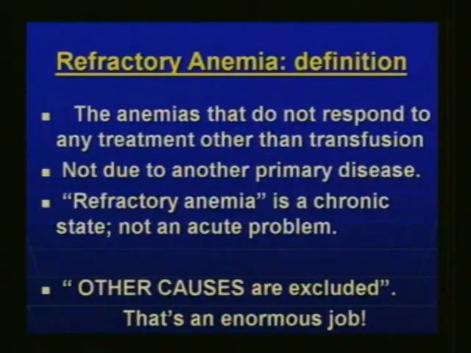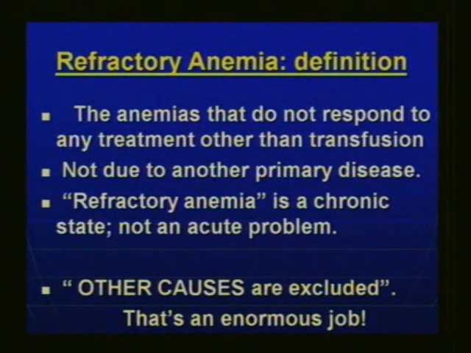So next definition, there is a chronic state. It is not an acute problem, because it is refractory. Whatever you do, it will not come back to normal, so the hemoglobin remains low. When you talk of refractory anemia, it is a chronic state of anemia.